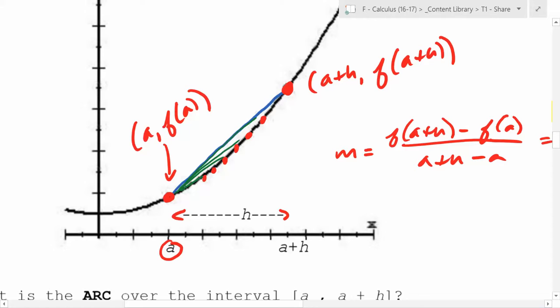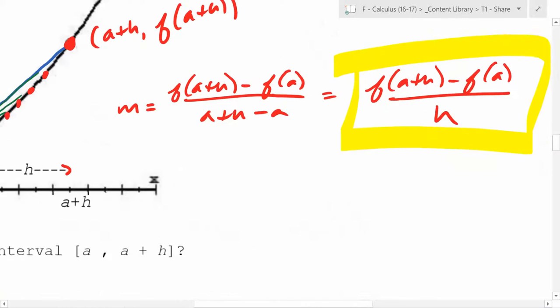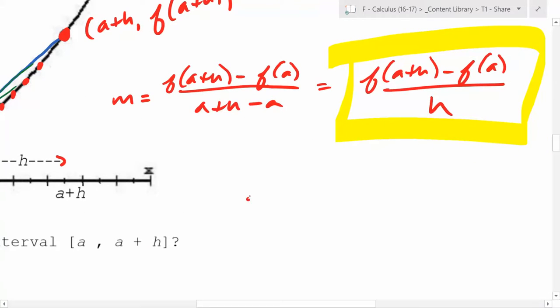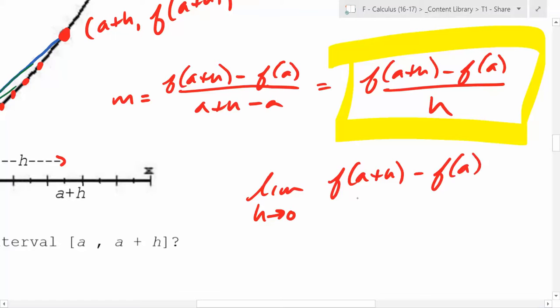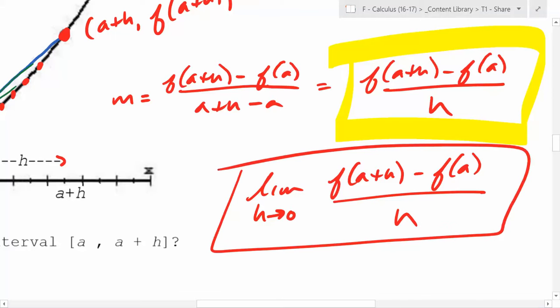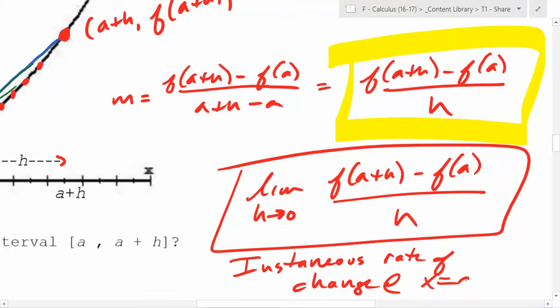H represents the gap. A is fixed. So what kind of limit are we looking for? If this is the slope, we want to look at what goes to 0. Yes, this right here, the limit as h goes to 0 of f of a plus h minus f of a all over h, is the instantaneous rate of change at x equals a.